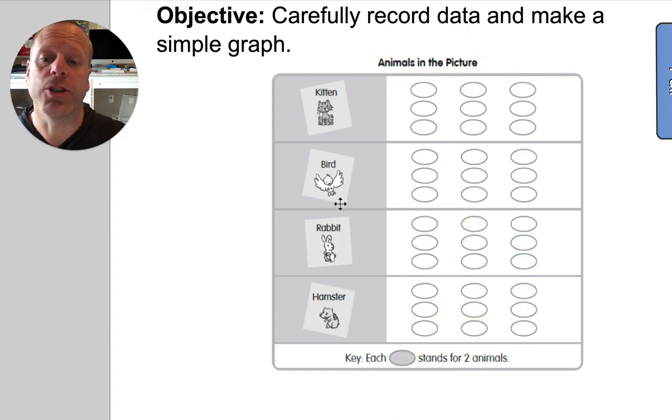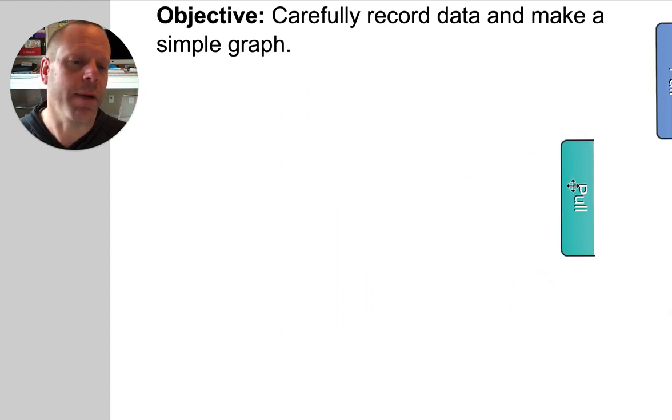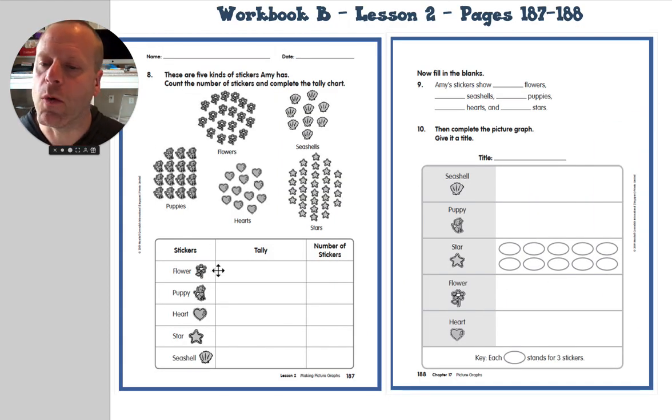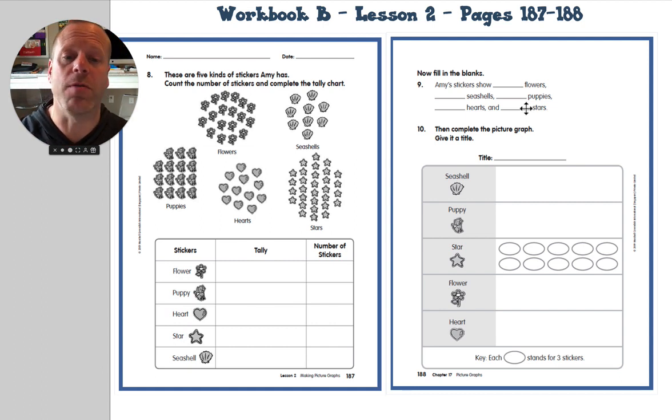Here we go. Let's show you the graph you are going to make today. You are going to be making one out of stickers. It says, there are 5 different stickers that Amy has. Please count the stickers, tally them, and write the number. You're going to then use that information, maybe keep it all organized. With number 9, it'll tell you how many flowers and seashells and puppies and hearts and stars she has, so you don't have to remember that.